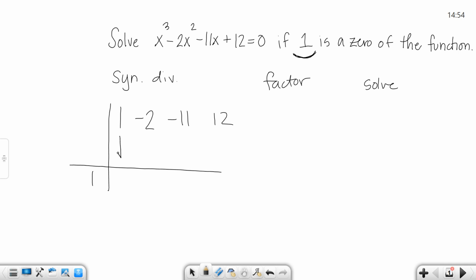Remember, with synthetic division, you bring your first digit down, and then you multiply. 1 times 1 is 1. I add this up, and I get a negative 1. Multiply, 1 times negative 1 is a negative 1. I add this group up, and I get a negative 12. 1 times negative 12 is negative 12. I add this up, and I get 0.